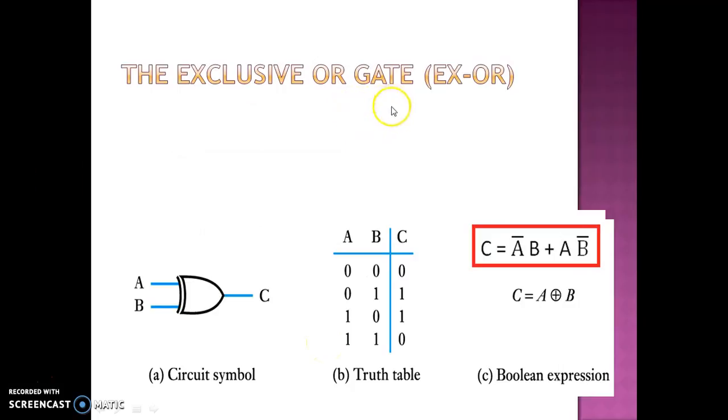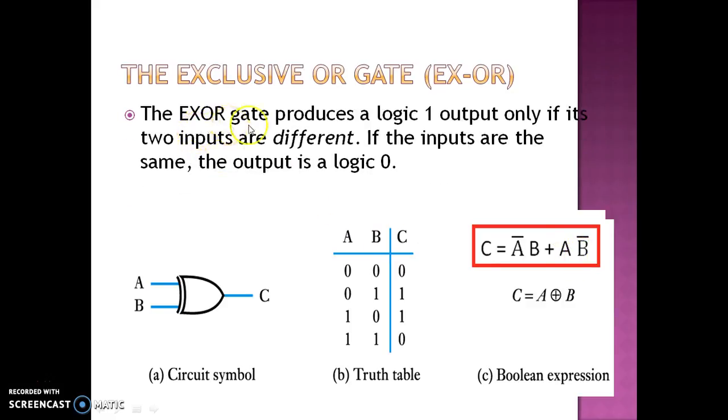The exclusive OR gate, XOR gate. Here in this case, if you see, if A is equal to 0, B is equal to 1, the output is high level. If A is equal to 1, B is equal to 0, the output is high level. If both are 0 or both are 1, in that case we are getting 0. So the output C is equal to A bar B plus A into B bar. That is, the XOR gate produces a logical 1 output only if its two inputs are different. If the inputs are the same, the output is logic 0.